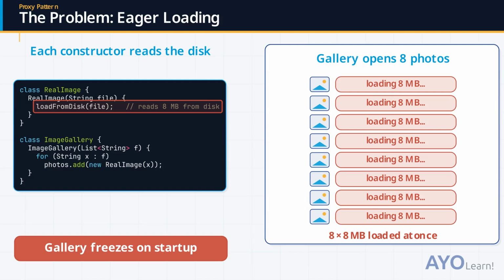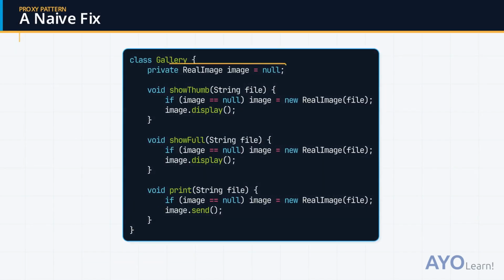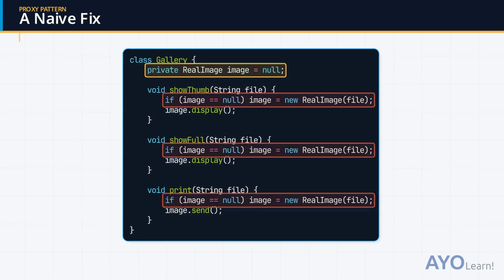Eager loading hurts. What if we defer loading by hand? The image starts null, and before each display we check and load it if needed. But these null checks repeat everywhere, and the loading logic leaks into every caller.